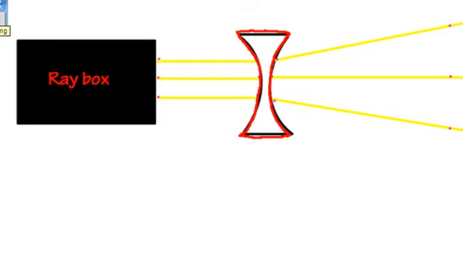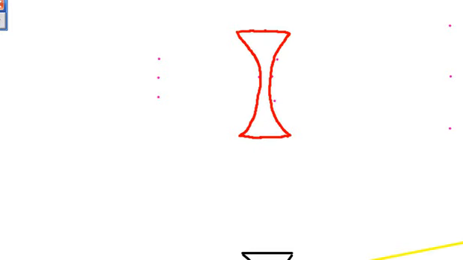After you've done this, what you can then do is to remove the ray box, and the next diagram will show you what it should look like. Okay, that's what it looks like. What I'm going to do next is to use a ruler to trace over all of these lines to make it look a whole lot neater.